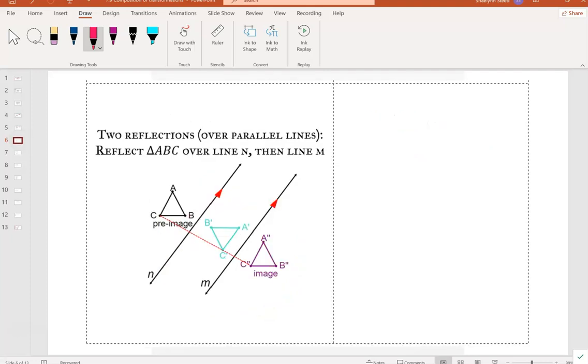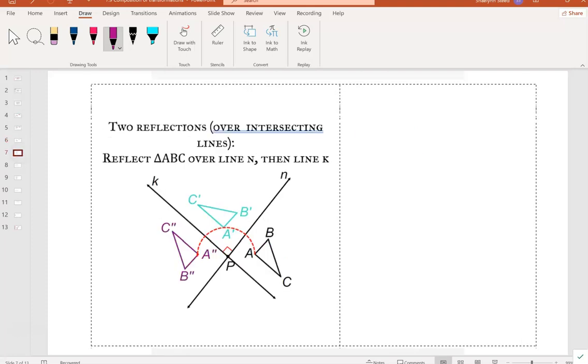Alright, looking here, if we do 2 reflections over parallel lines, so there's 2 kinds of reflections that we could do. We could do them over parallel lines or over ones that are crossed. If we do 2 reflections over parallel lines, if you notice, A goes to A, B goes to B, C goes to C, this is just a translation. Now we don't know the exact amount because we're not given coordinate pairs, but we know it's a translation.